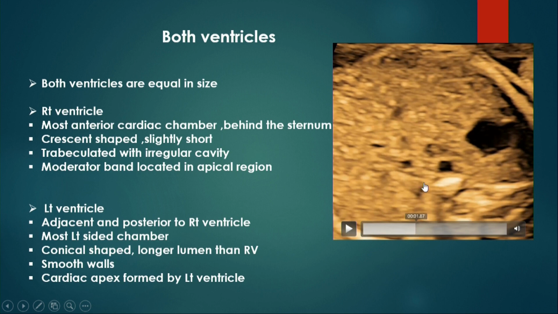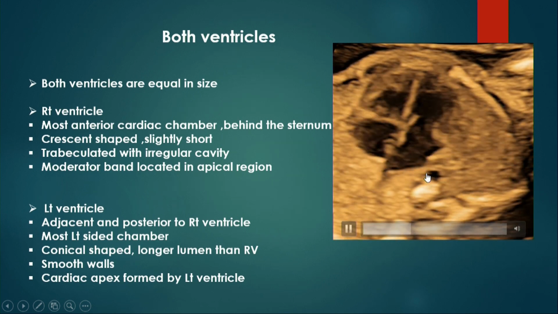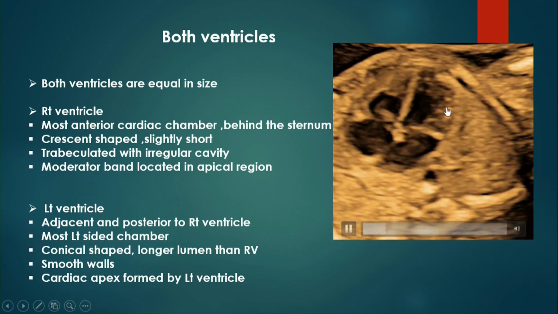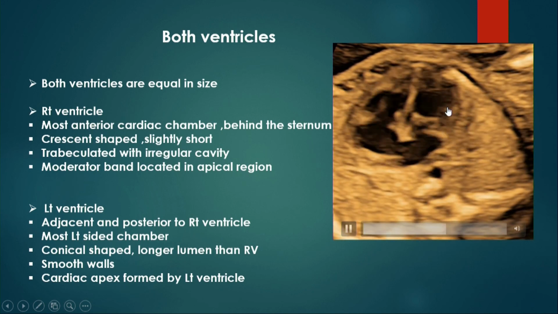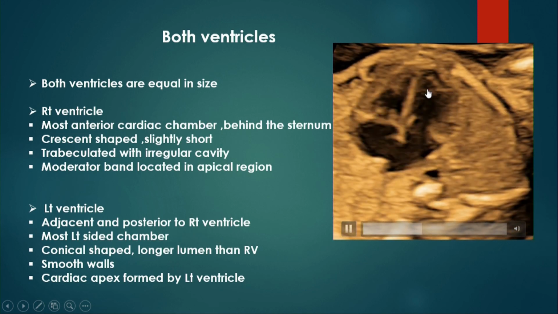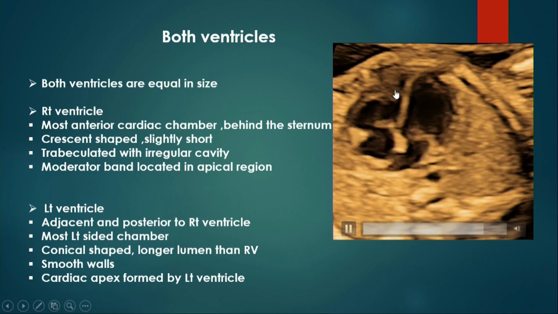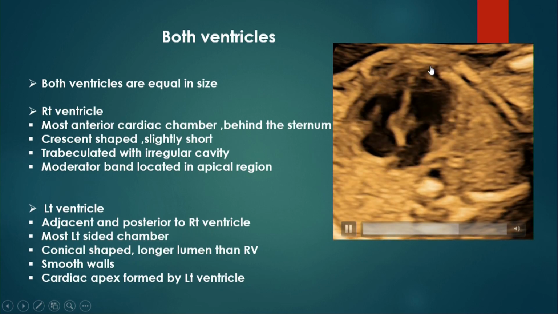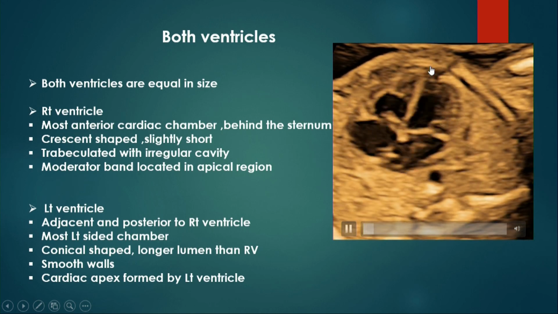Both the ventricles: you must see that both ventricles are equal in size. This is the left ventricle, the leftmost chamber of the heart. It is elongated, the cavity is longer compared to the right ventricle. The left ventricle has a smooth wall, and the cardiac apex is formed by the left ventricle.